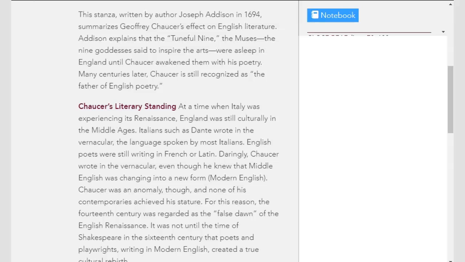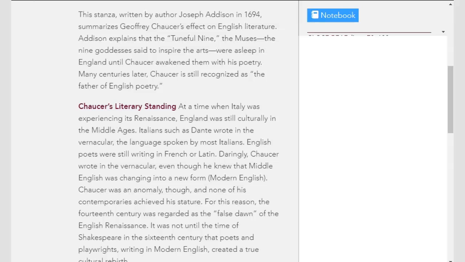Chaucer's literary standing. At a time when Italy was experiencing its Renaissance, England was still culturally in the Middle Ages. Italians such as Dante wrote in the vernacular, the language spoken by most Italians. English poets were still writing in French or Latin. Daringly, Chaucer wrote in the vernacular, even though he knew that Middle English was changing into a new form, modern English.